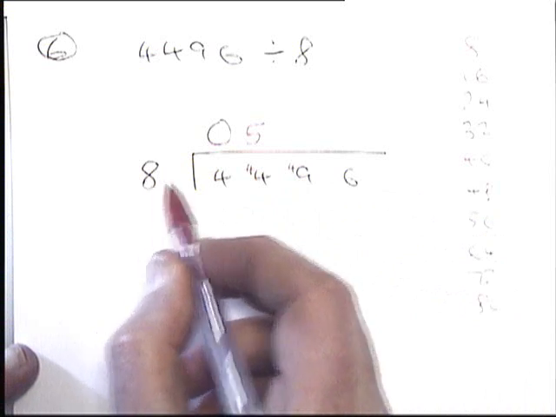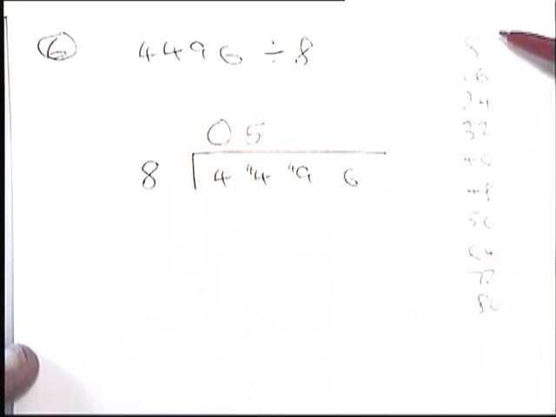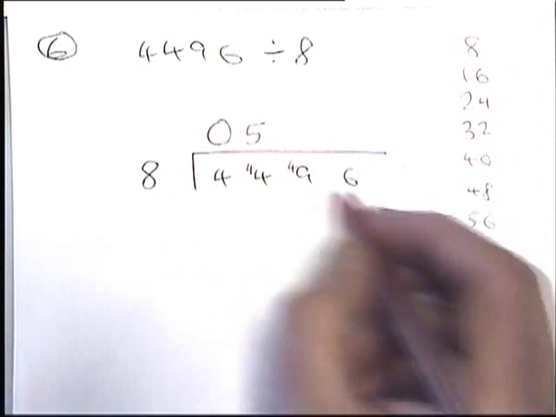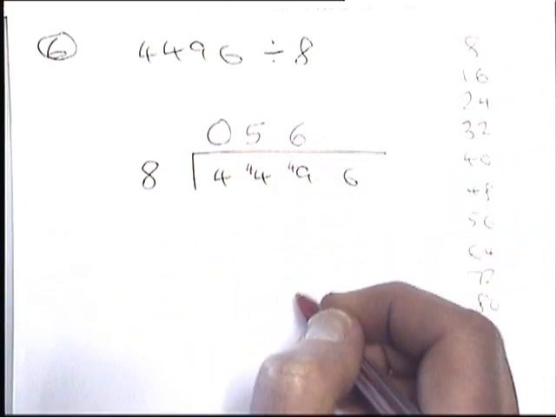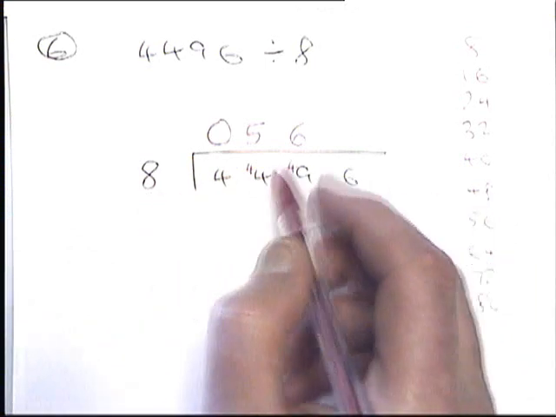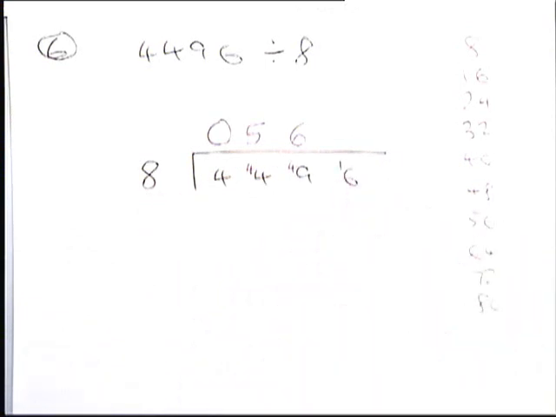So now I've got to do 8s into 49. Now going down here, the number just under 49 is 48. And that's the 1, 2, 3, 4, 5, 6th number down in the list. So 8 goes into 49 6 times. And 6 8s are 48. And the gap, or the remainder, from 48 to 49 is 1.